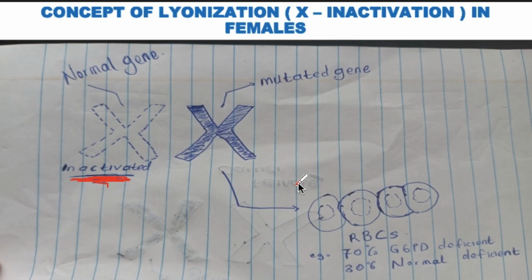it will result in the production of more G6PD deficient red blood cells as compared to the normal red blood cells. This would then predispose the female to be having episodic crisis upon exposure to oxidative stresses.